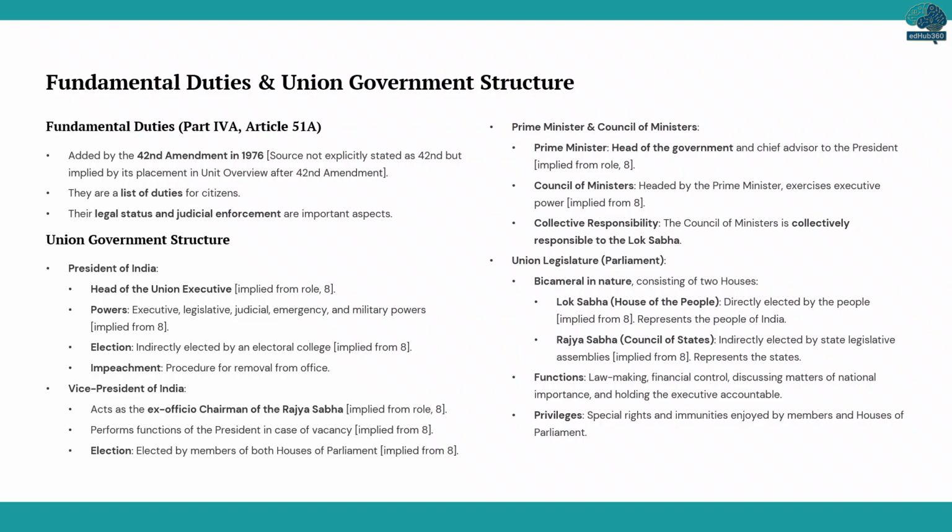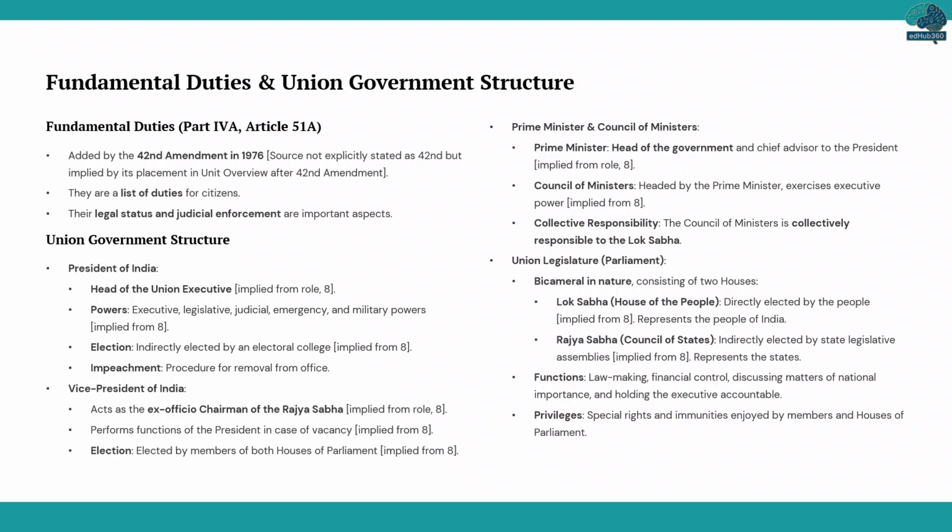impeachment. The Vice President of India serves as the ex officio chairman of the Rajya Sabha and can act as president in case of a vacancy. They are elected by members of both houses of Parliament. The actual executive power largely rests with the Prime Minister and the Council of Ministers. The Prime Minister is the head of government and chief advisor to the President, and the Council, led by them, exercises executive power. They are collectively responsible to the Lok Sabha.